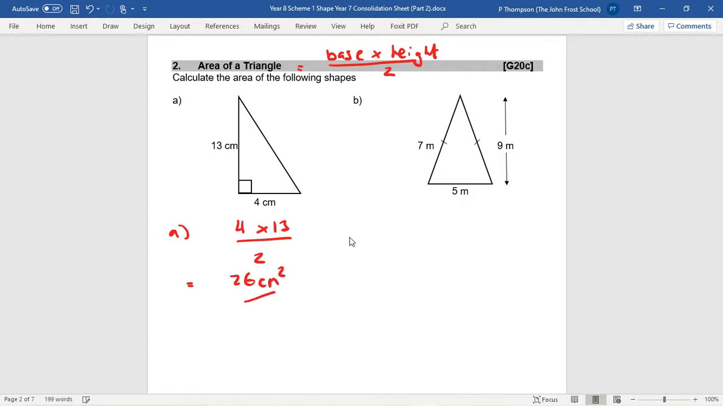And part B, the only problem with part B is which height do you use? Because the base is 5. Do you use the 7 or the 9? Well, you use the 9, okay, because the height is the straight height, the vertical height. So you're doing 5 times 9 divided by 2, which is 22.5. This time it's going to be meter squares because my lengths are in meters.